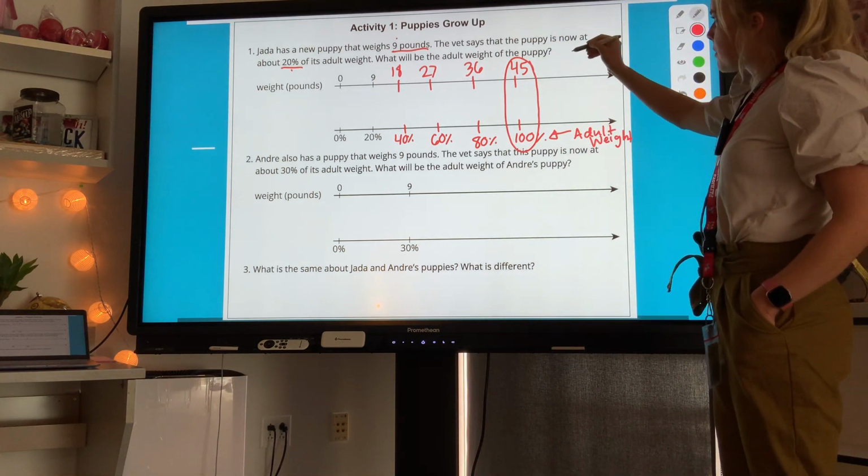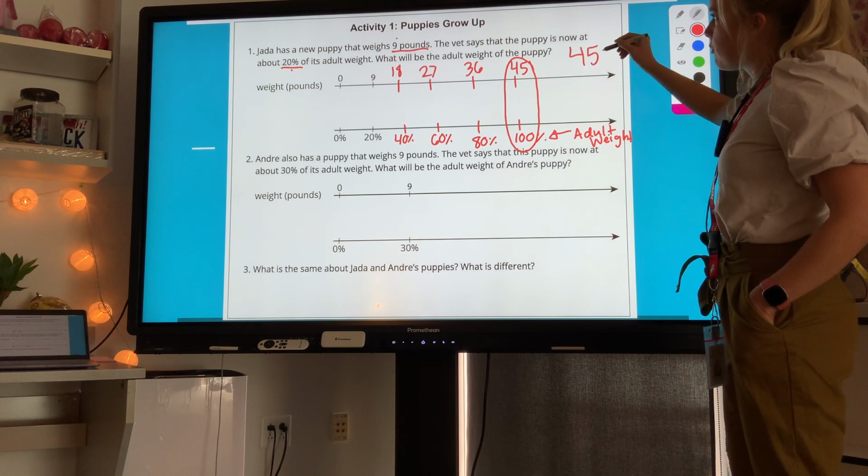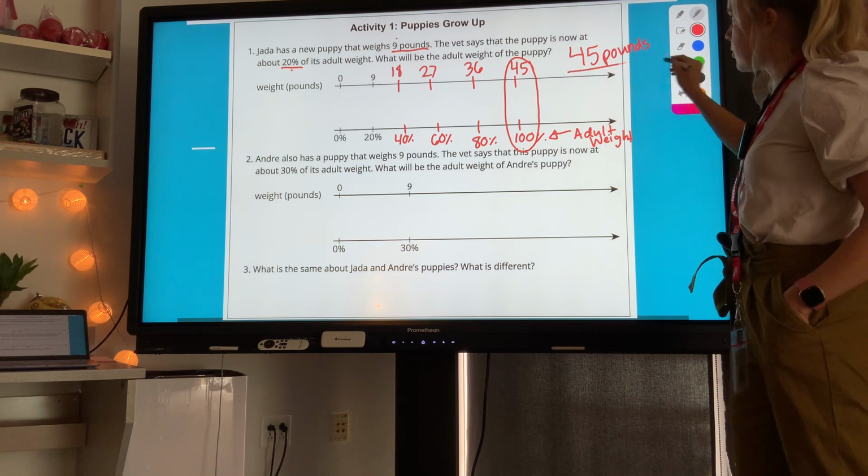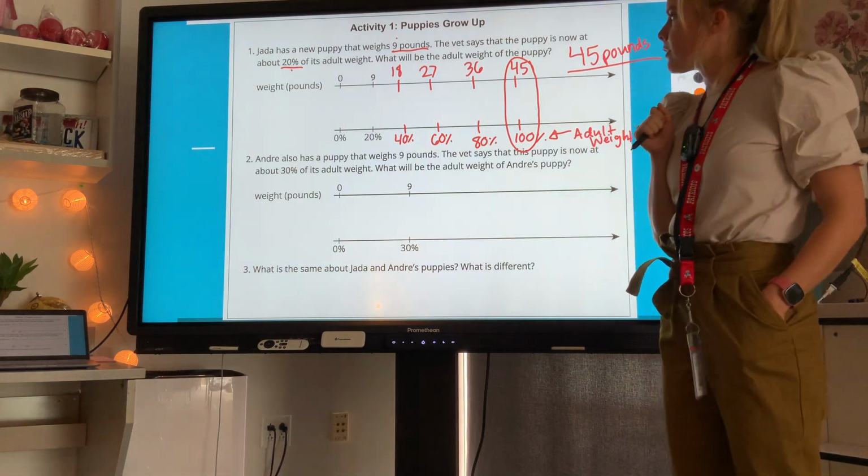What will the adult weight of the puppy be? I'm gonna write 45 pounds. So it's gonna be a big, big dog once it's an adult. But right now it's only 9 pounds.